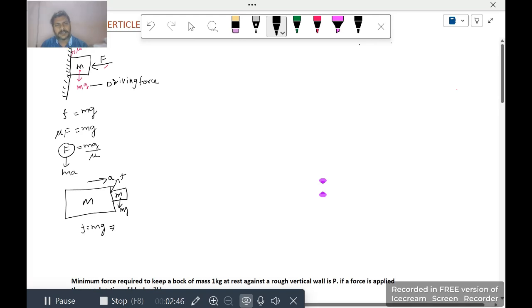So here friction is equal to mu into N, where N is the pseudo force, the mass of this one into the acceleration of this one in the opposite direction. So that is equal to mg. Mu into ma is equal to mg. The m cancels, then a is equal to g by mu. So in vertical plane, remember a is equal to g by mu.